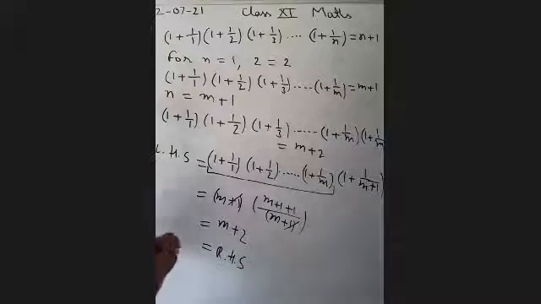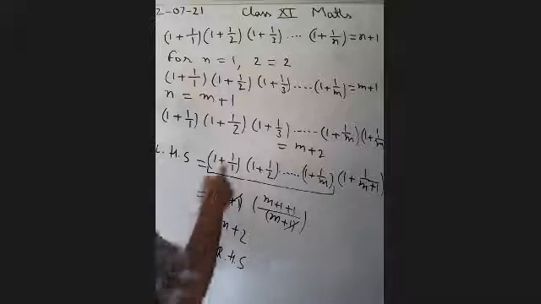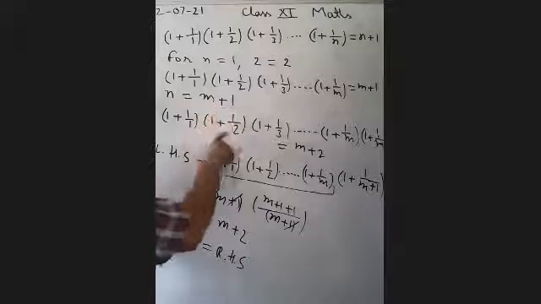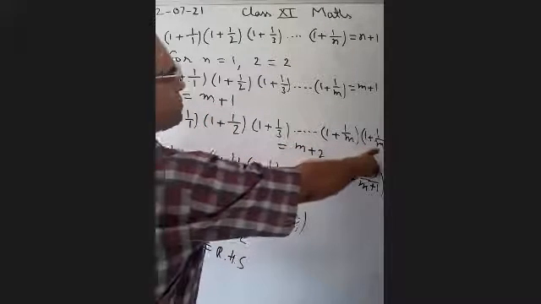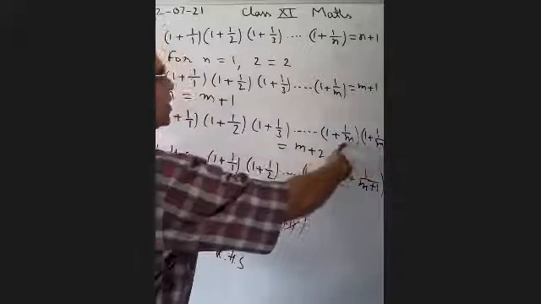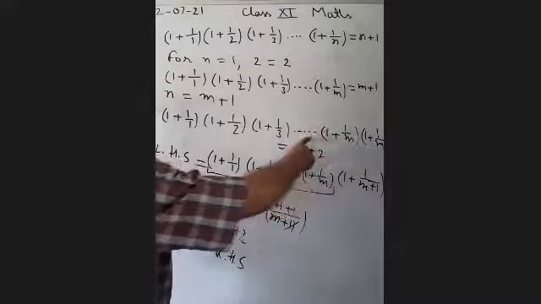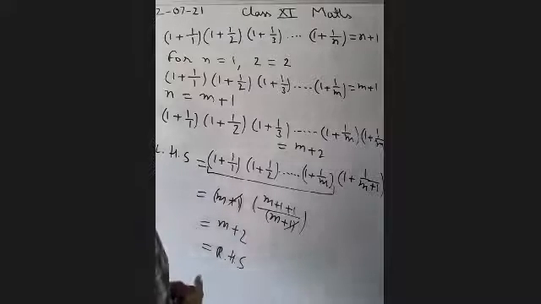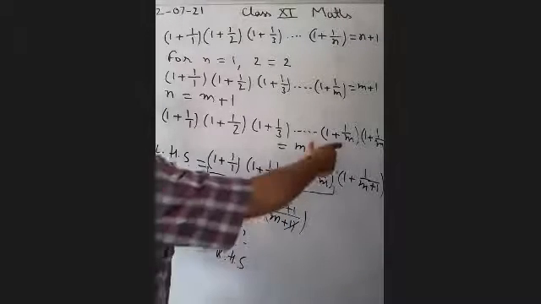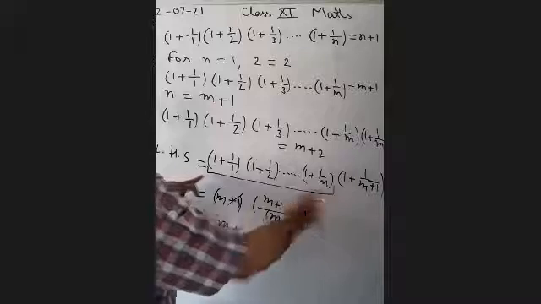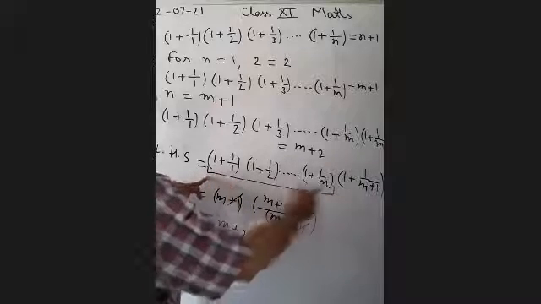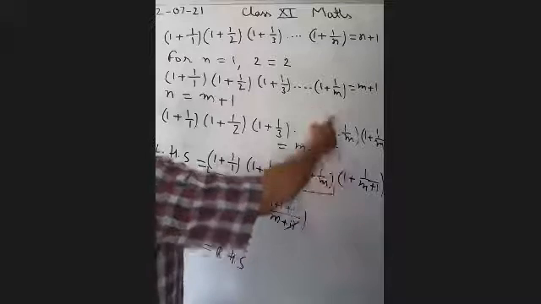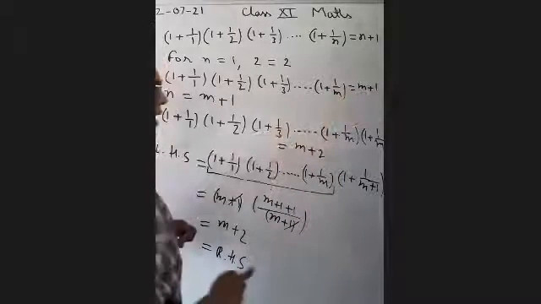After assuming it is true for n equal to m, we have to prove now for n equal to m plus 1. So we have written in place of n, m plus 1. Before this term will be 1 plus 1 upon m, before this term will be 1 plus 1 upon m minus 1, but there is no need to write all the terms. Okay, because we know the product of these terms up to this one. We can use this relation, which is equal to m plus 1.